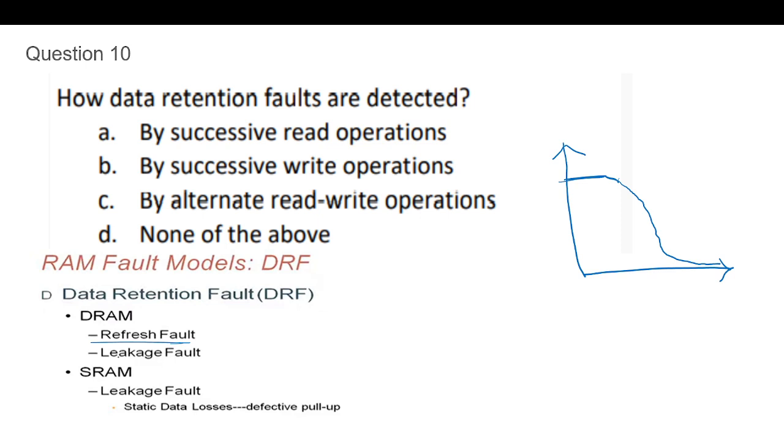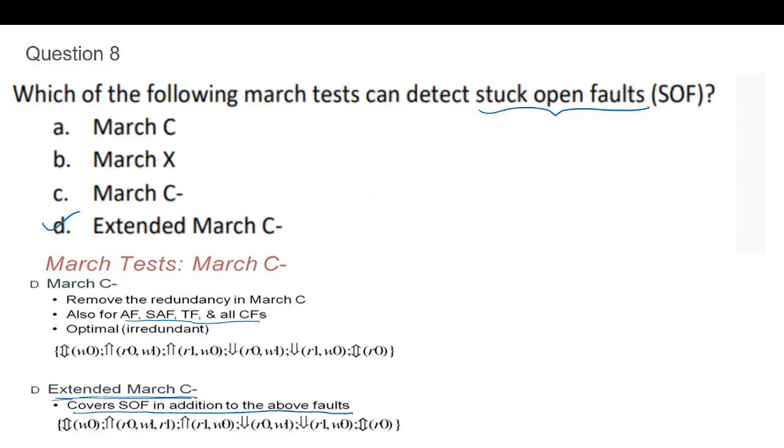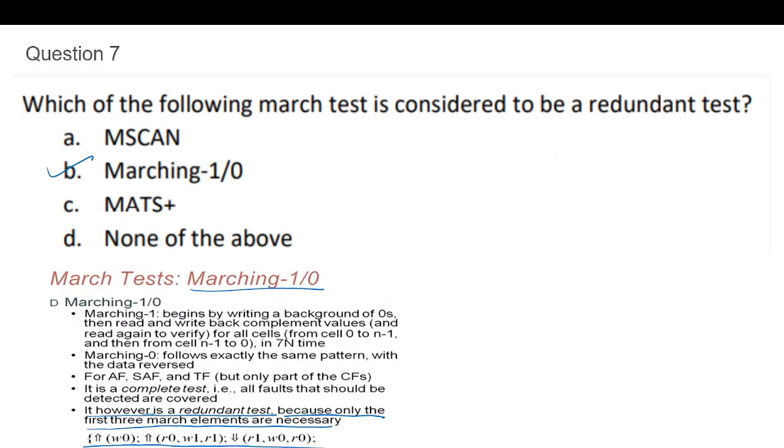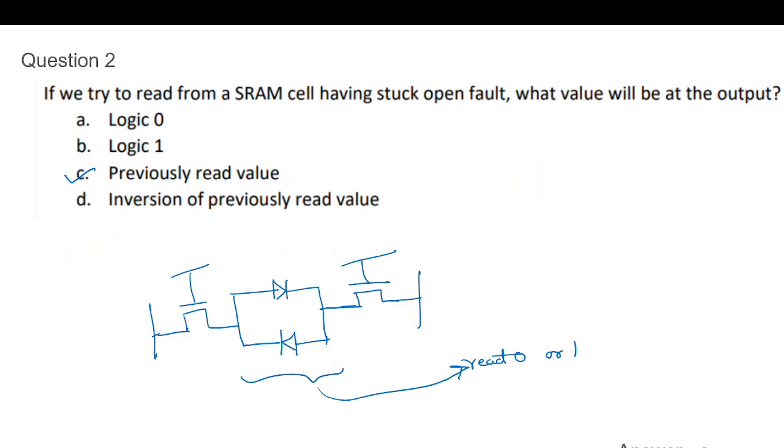Now, either there can be a leakage fault. SRAM doesn't have any refresh circuitry. So one fault can be the leakage fault, where there is static data loss, that is, some defect in the pull-up transistor. So it's like back-to-back. Sorry, I think I have made some mistake. It's not a diode, it's an inverter.